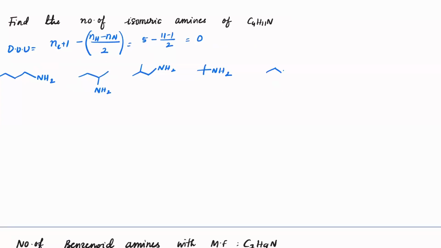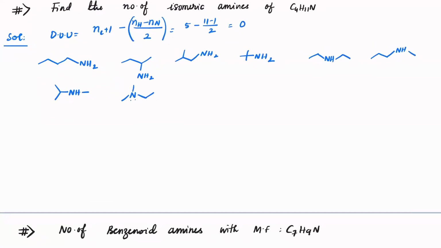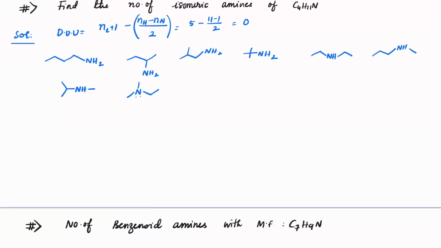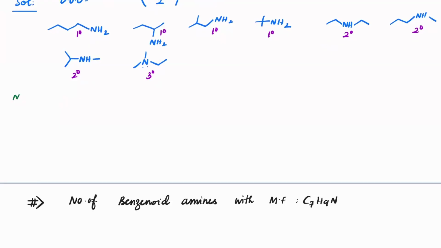Then I can have a 2 degree amine like this, NH, and like this. And I can keep a 2 degree amine this way also with a methyl substitution. And I can keep a 2 degree amine with an isopropyl also like this. And finally, I can have a 3 degree amine like this. Sorry, one more ethyl. These are all the isomers we can see. So let me mark them. This is 1 degree, 1 degree, 1 degree, 1 degree, 2 degree, 2 degree, 2 degree, and 3 degree. There are certain important pointers that we need to note from this question.